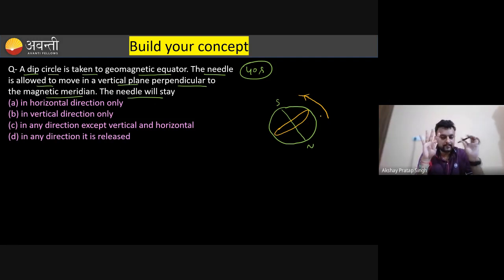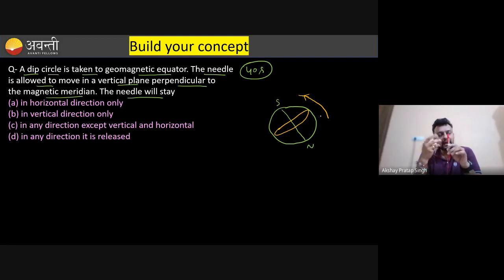Are you getting my point? Just look at me. Let's suppose I have a needle which is free to move in this vertical direction like this. This is the needle which is free to move in the vertical plane. But the magnetic field is horizontal, which will try to align it in the horizontal direction, but it can't move in the horizontal direction. So what will happen? This magnetic field will have no effect on the magnet. Ultimately, the needle will not be under the influence of the magnetic field.